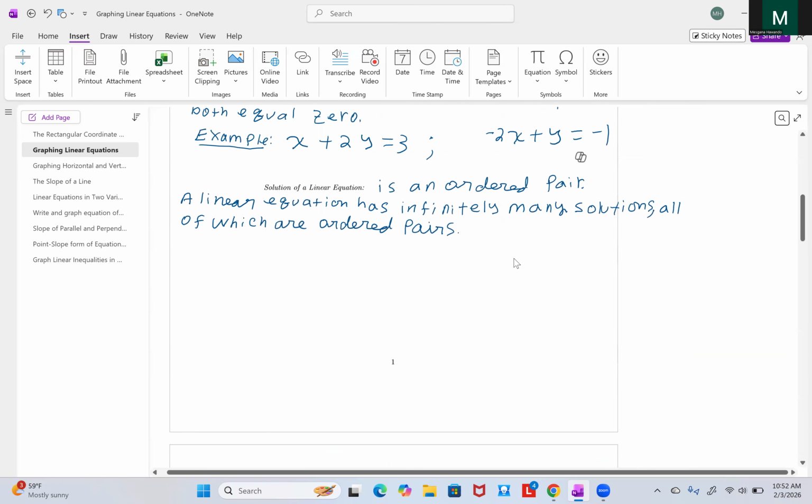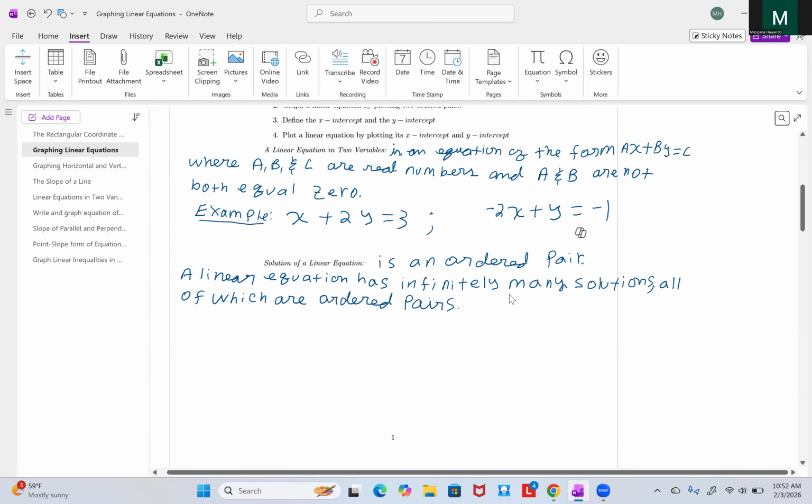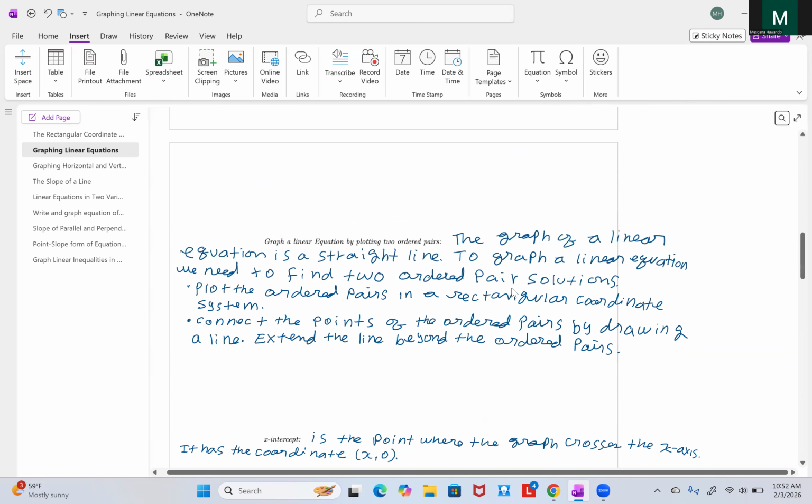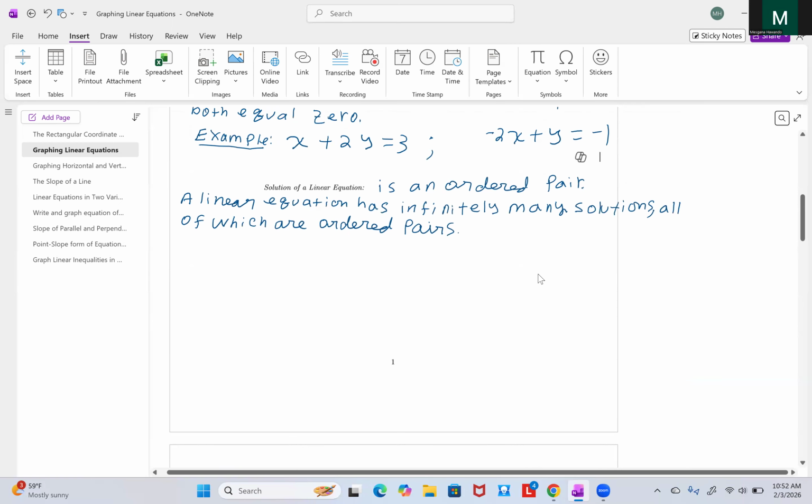So we're going to graph the linear equation minus 2x plus y is equal to -1 by plotting two ordered pairs. This means we need to find two ordered pairs that are solutions to this linear equation.